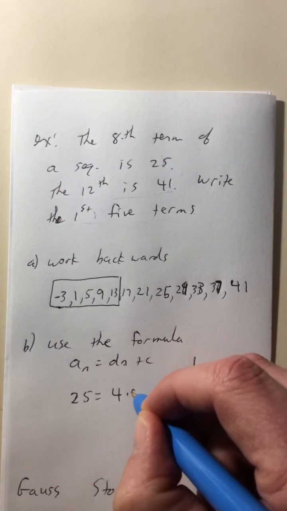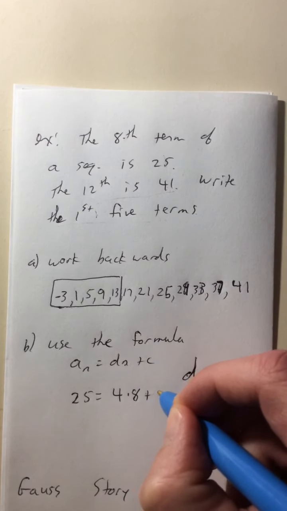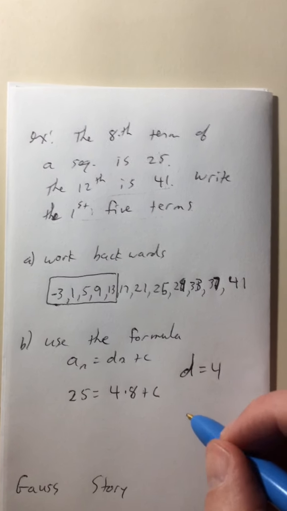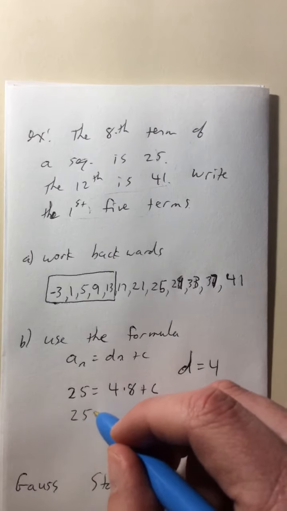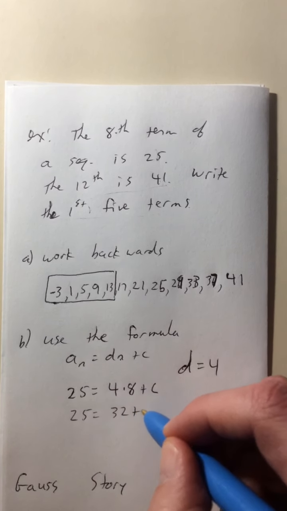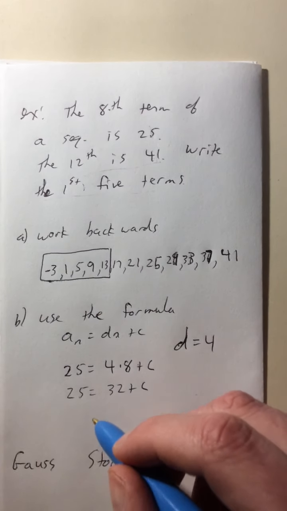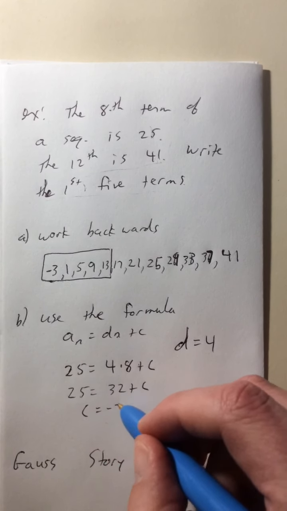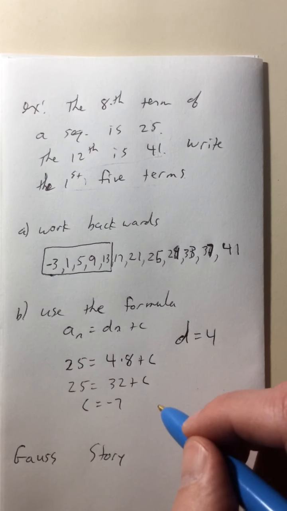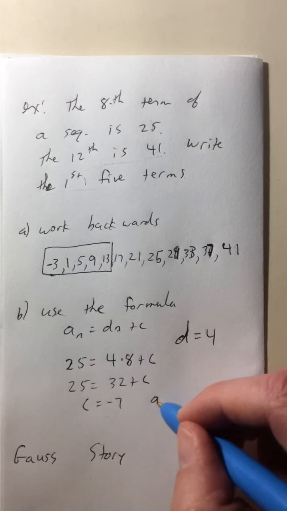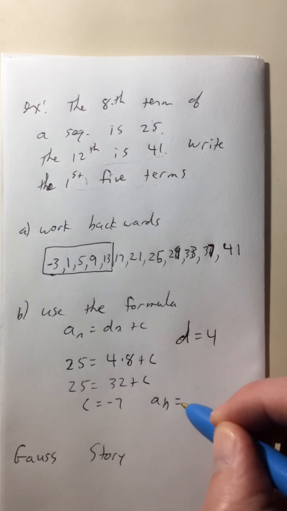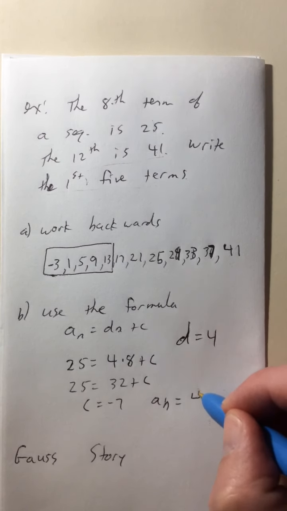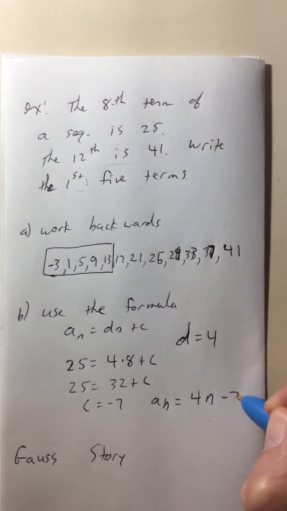And that was the 8th term plus C. And so we got 25 equals 32 plus C. And so we subtract, and so C must be negative 7. So our formula is A sub n equals common difference 4 times n minus 7.